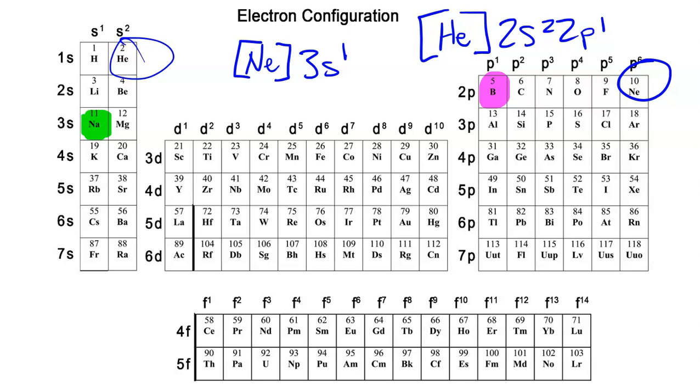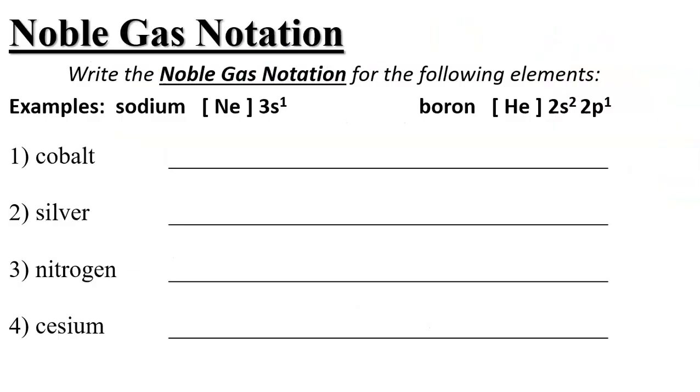We'd write it out like He in brackets 2s2, 2p1. So you would use krypton whenever you're addressing this line, xenon whenever you're addressing this line, and so on. So let's do some examples.